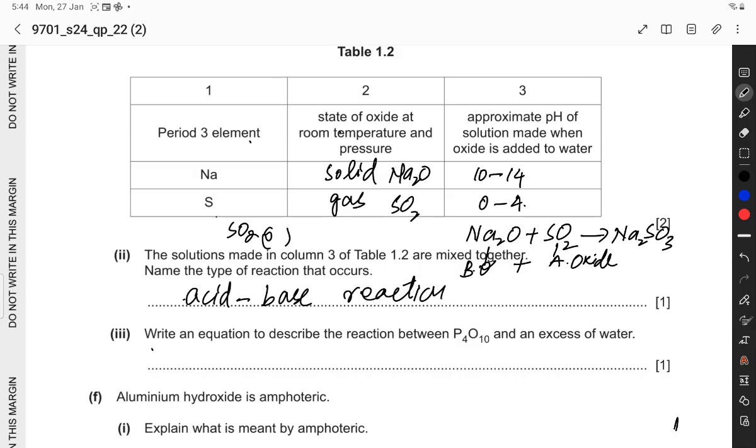Write an equation to describe the reaction between phosphorus P4O10, phosphorus oxide, and an excess of water. So this is P4O10 plus water to form phosphoric acid. 4P, and then look at the other: 4 times 3 is 12, so 12 hydrogen atoms, place 6 over here. So this is the balanced chemical equation.